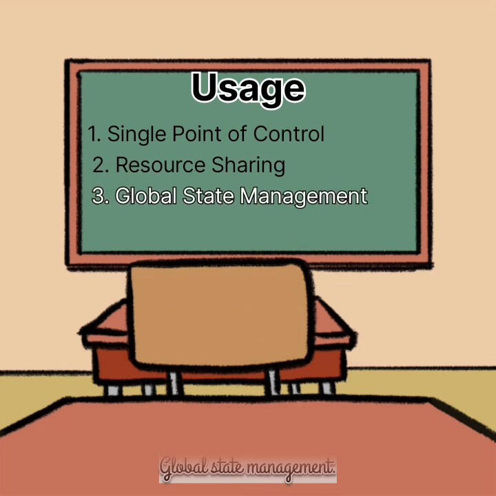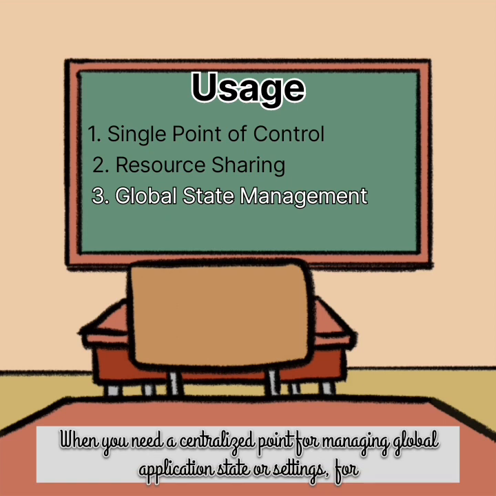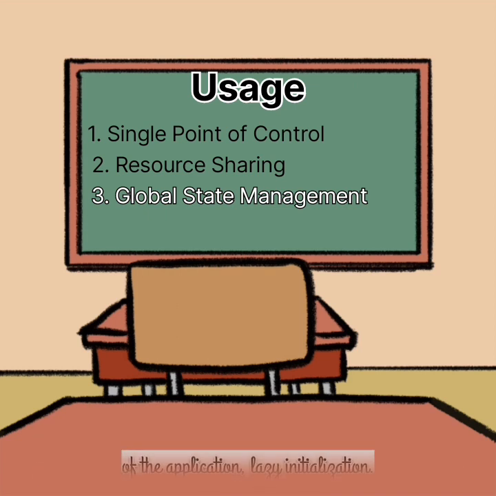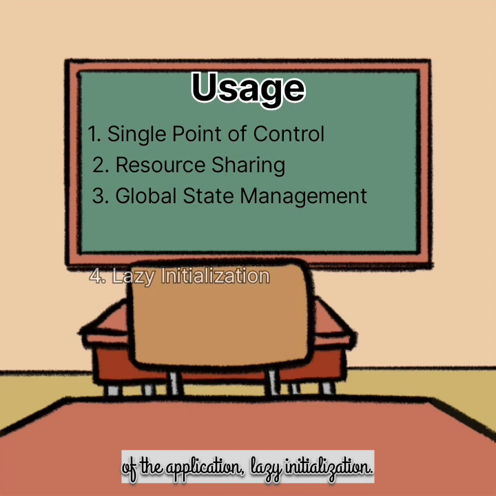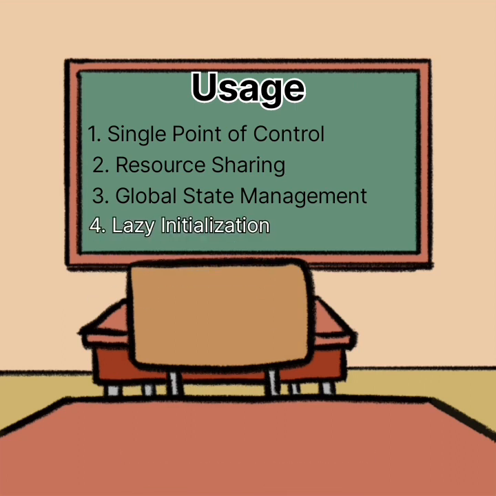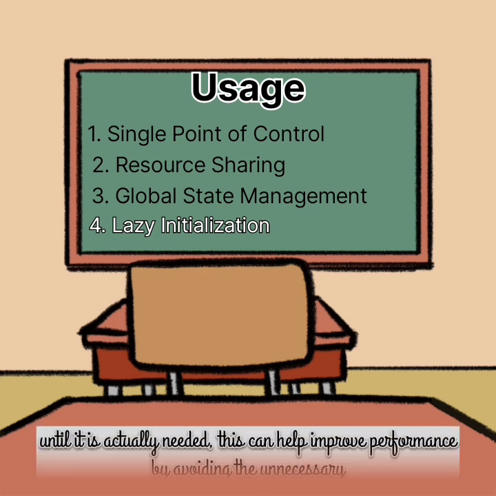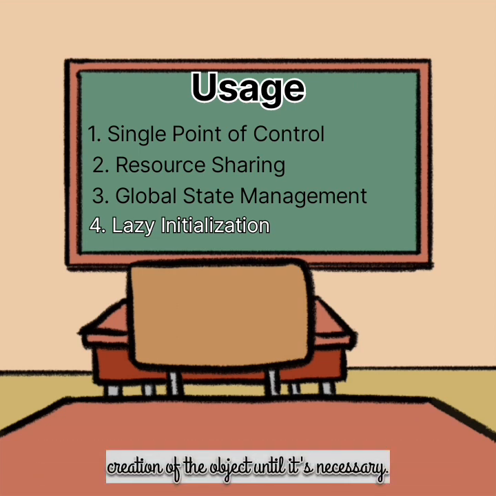Global state management. When you need a centralized point for managing global application state or settings. For instance, a logging service that collects and manages log entries from different parts of the application. Lazy initialization. When the instantiation of an object is resource-intensive, and you want to delay its creation until it is actually needed. This can help improve performance by avoiding the unnecessary creation of the object until it's necessary.